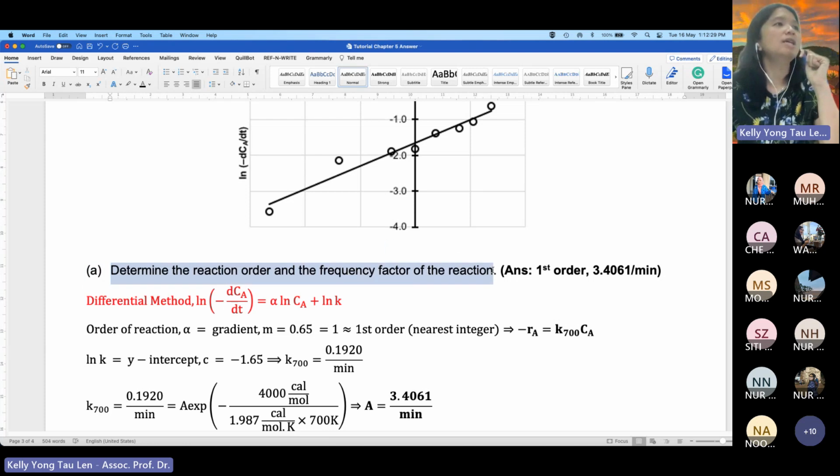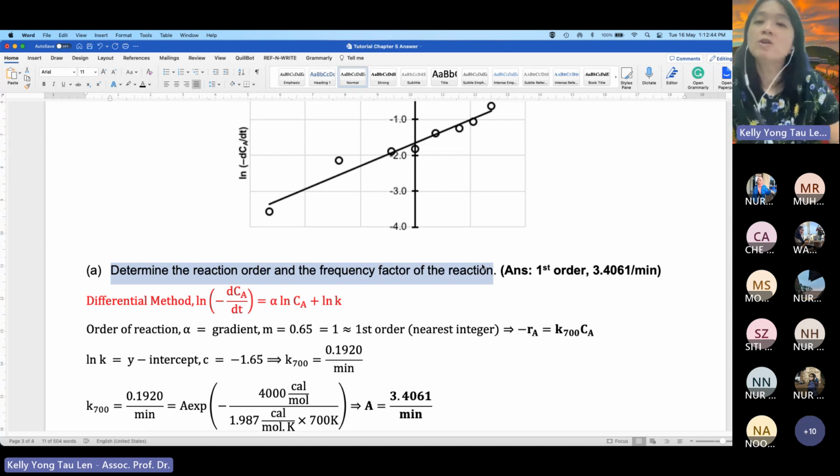Determine reaction order and frequency factor of the reaction. So this is a bit different, right? Tadi soalan pertama dia suruh cari reaction order. Sama, tapi dia suruh cari K. Soalan ni dia suruh kita cari reaction order and dia suruh kita cari frequency factor.